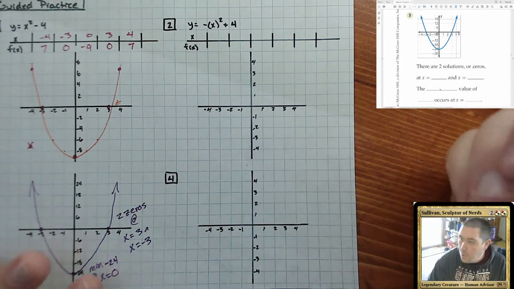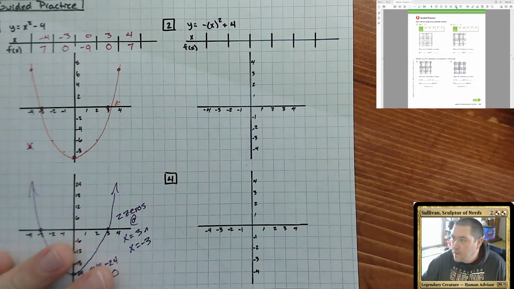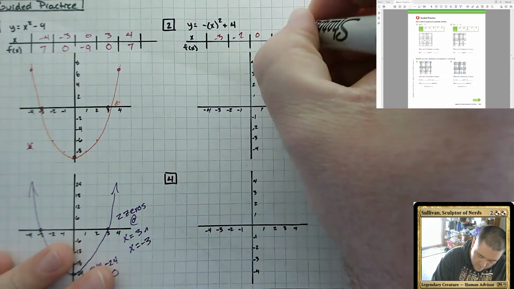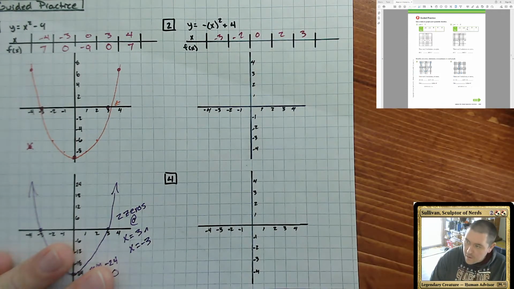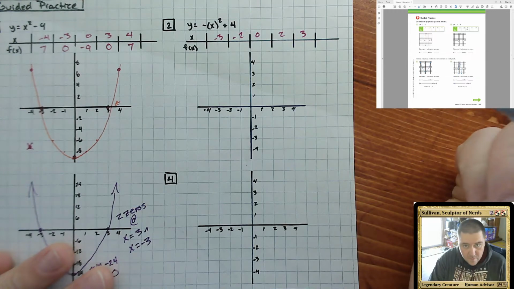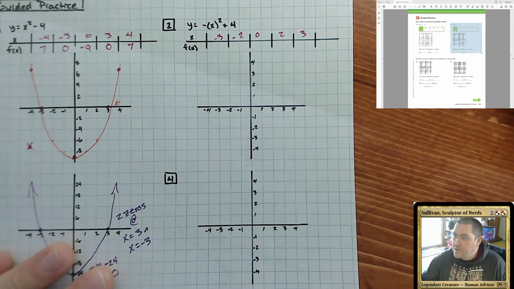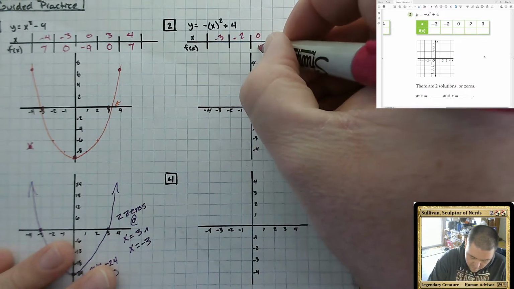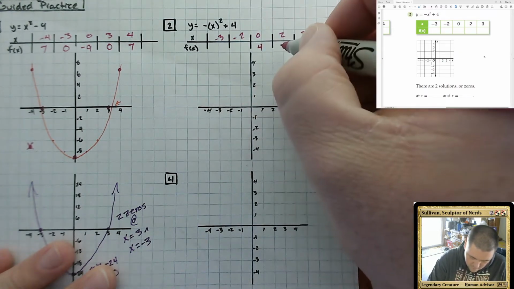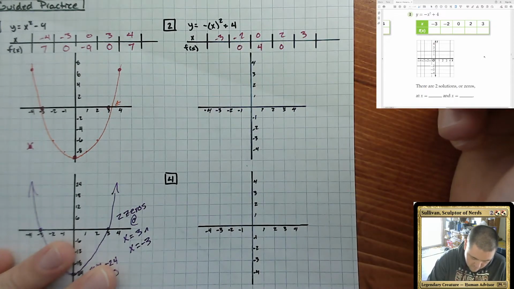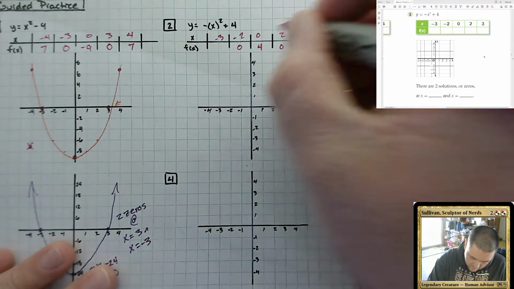Well, we have -3, -2, 0, 2, 3. You plug those into -x² plus 4. Make sure you're using your parentheses. Oh, I suppose I should zoom in on this, right? Number 2. I'll have -5, 0, 4, 0, -5.